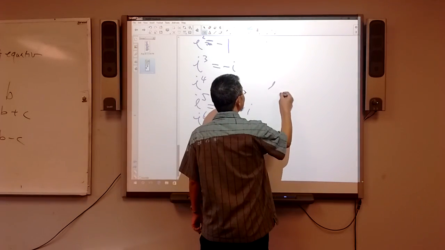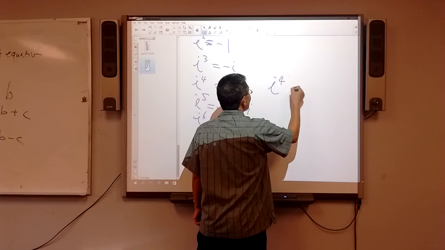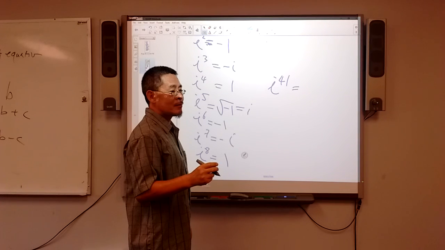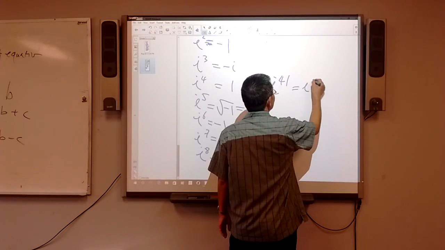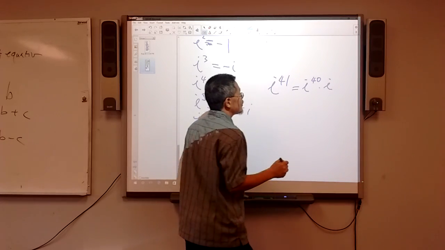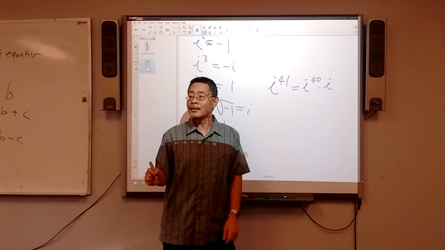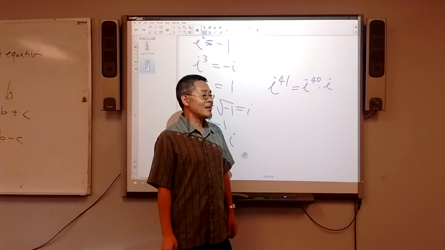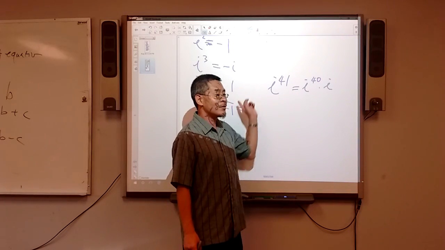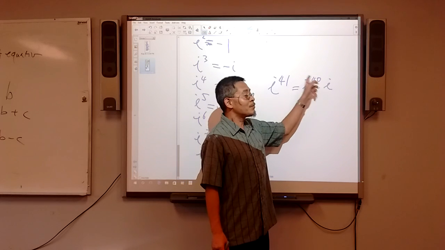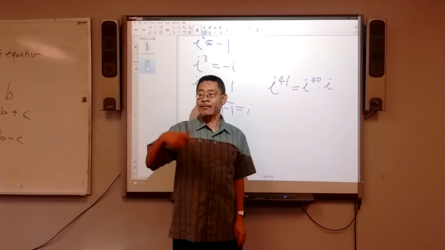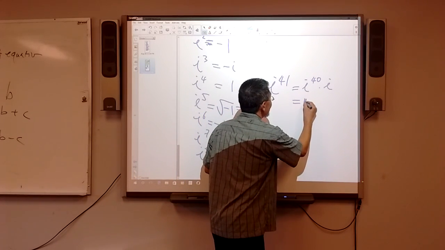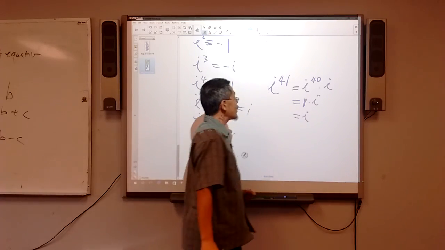That's why on some problems we're trying to solve, say i to the 41, what do you have? This is i to the 40 times i, right? What is i to the 40? It's going to be 1. See why? Because 40 is a multiple of 4, and every 4 ends up the same number. So this one becomes 1 times i, that's i.